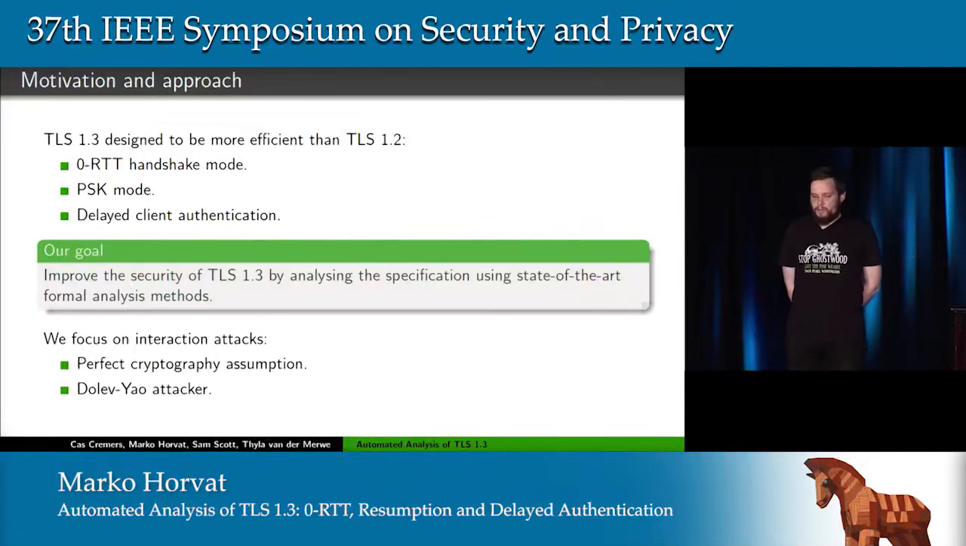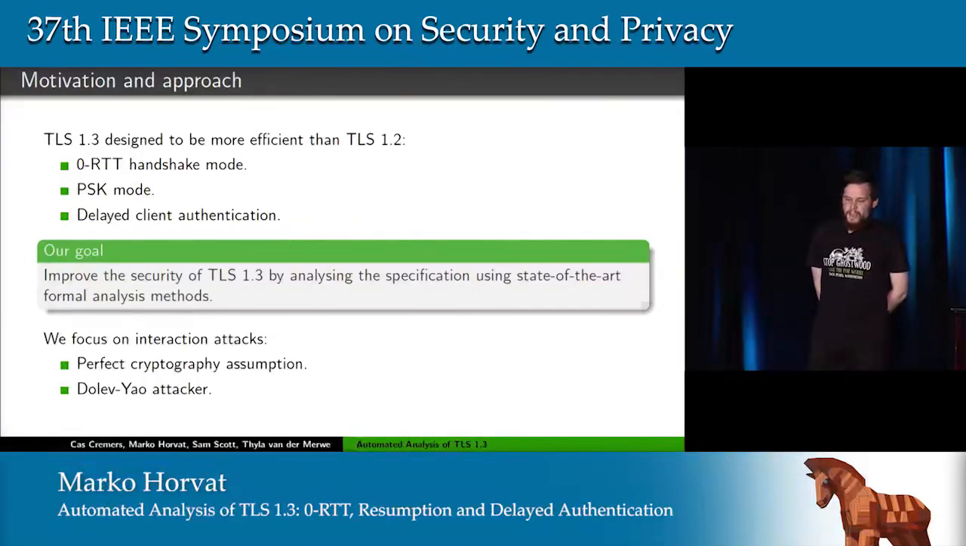Our goal was to improve the security of TLS 1.3 by analyzing its specification, using state-of-the-art formal analysis methods and tools. And what we focus on are interaction attacks. We assume that cryptography is perfect or black box, so basically that it works as it should. Either you have a key and can encrypt, decrypt, and sign messages with it, or you don't, so you can't possibly do it.